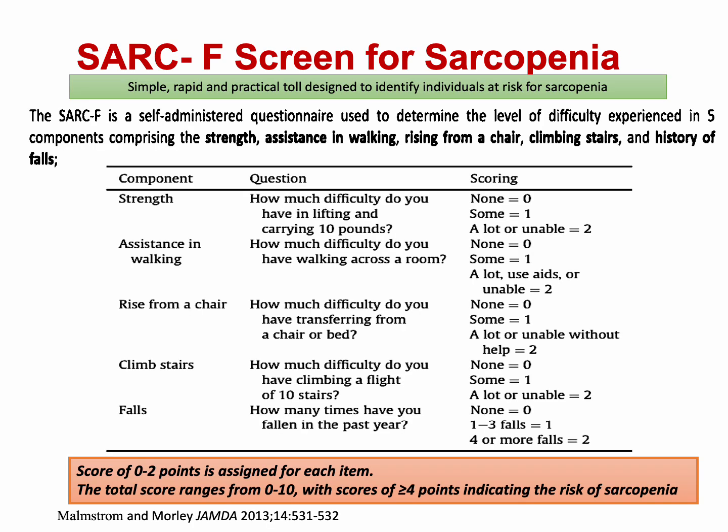But what is the SARC-F questionnaire? It is a straightforward, quick, and effective tool created to detect individuals at risk for sarcopenia. It functions as a self-administered questionnaire. The components, the questions to be asked, and the scoring criteria are detailed in this slide. A score of 0 to 2 points is assigned for each item, and the total score ranges from 0 to 10, with scores of 4 and above indicating the risk of sarcopenia.